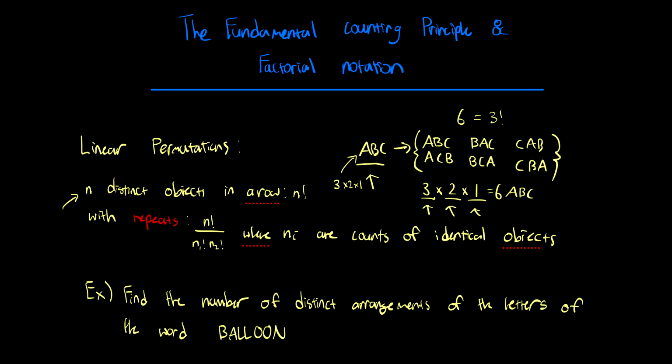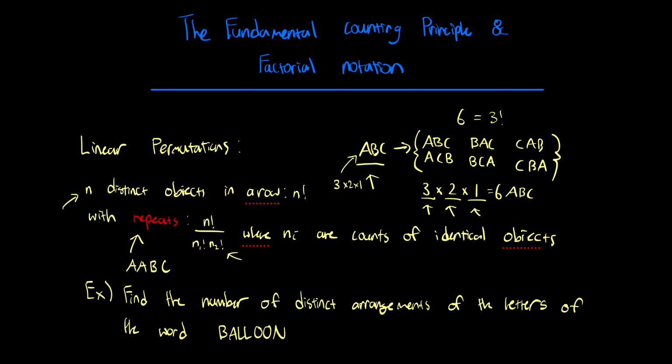However, you have to note that if there are repeats in the objects, so let's say you have something like A, A, B, C, this is not just going to be 4 factorial because of the fact that we have 2 A's here. So to account for this, we use n factorial over n1 factorial times n2 factorial, where the factorials at the bottom are counts of identical objects.